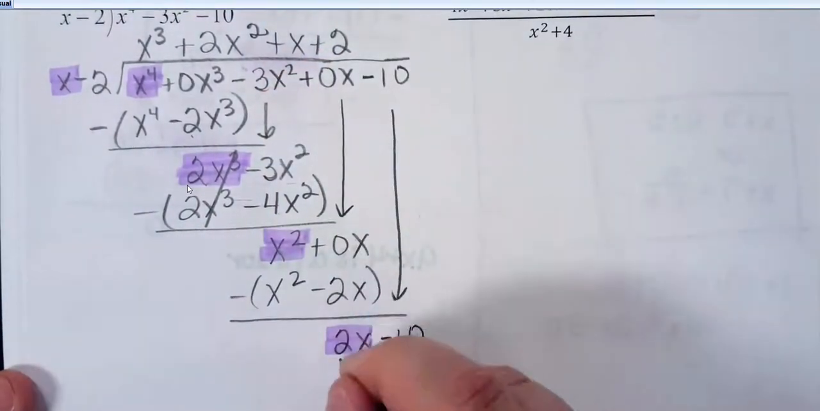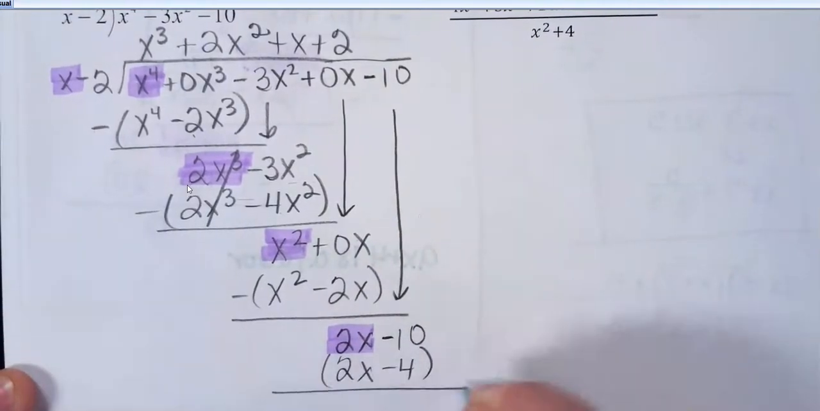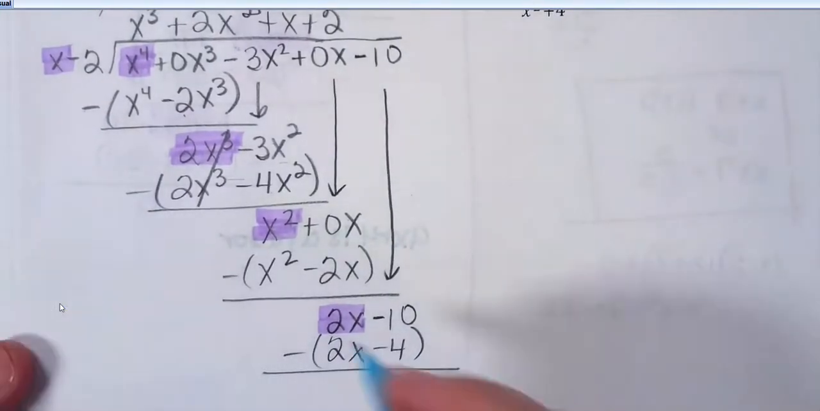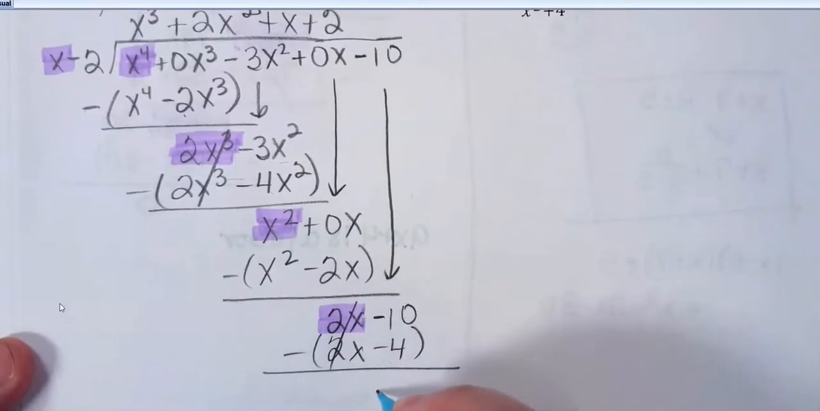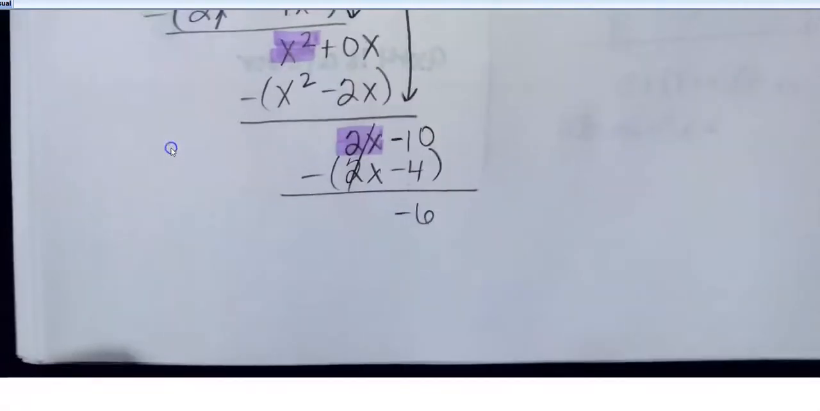2 times x is 2x. 2 times negative 2 is negative 4. Subtract. Negative 10 minus a negative 4 is going to be negative 10 plus 4, which is negative 6. Okay, now I know I'm going to go off the screen, but I'm going to write this down.